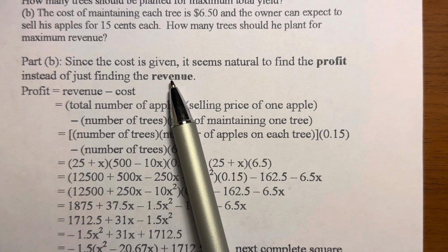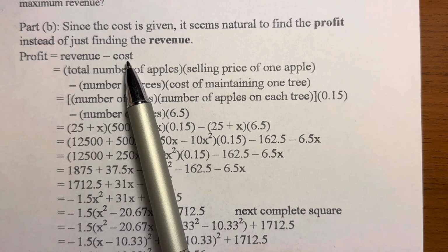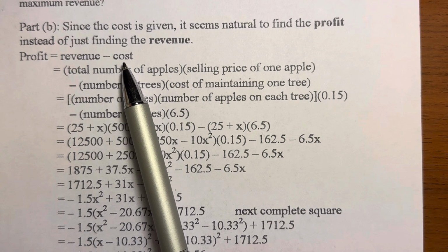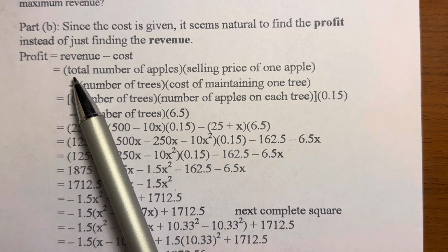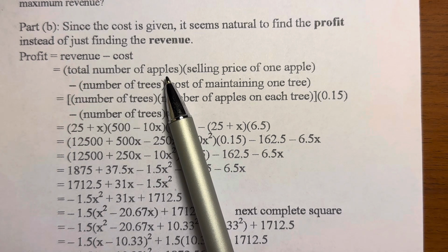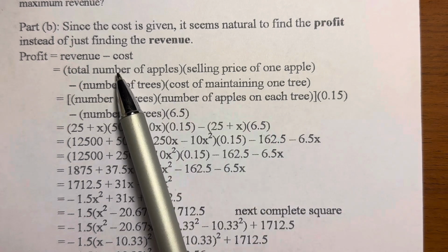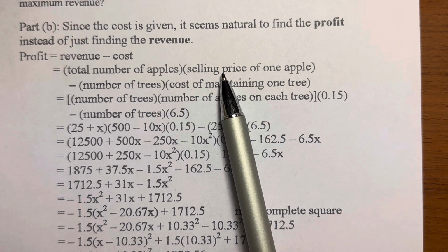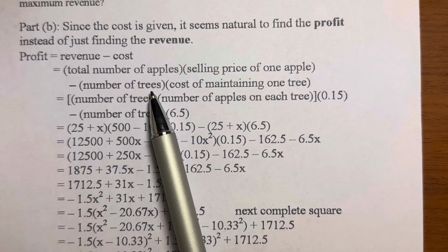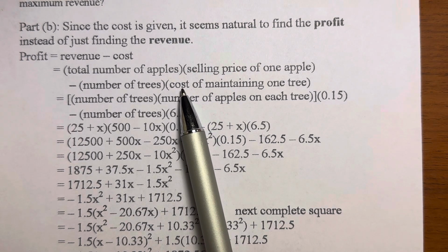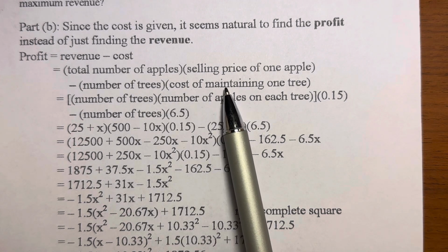So let's do that. Let's find the profit. The profit is revenue minus cost. In other words, it's a net income. What is the revenue? The revenue is the total number of apples, then what is the price of each apple? You multiply, you get the income. Then the cost, because cost depends on how many trees you planted. So cost is the number of trees times the cost of maintaining 1 tree.